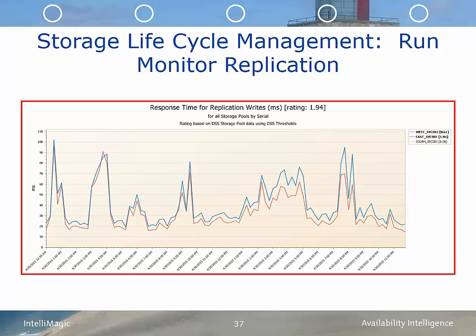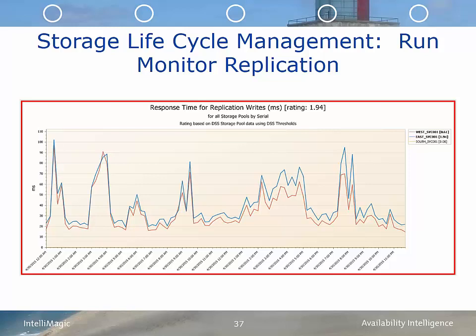IntelliMagic provides insight into the health of most synchronous and asynchronous replication technologies for supported platforms. The replication on this chart, particularly to West SVC 001 and East SVC 001, shows significant issues. The chart is red and the ratings are very high, especially to East SVC 001. Thresholds have been set that are appropriate for the distance and replication technology type.